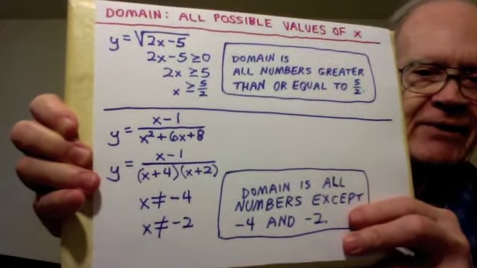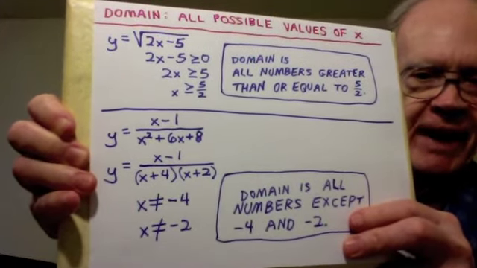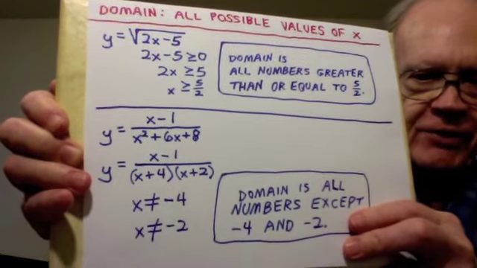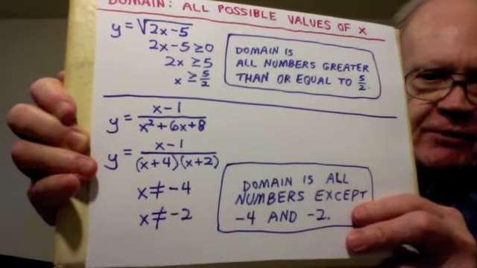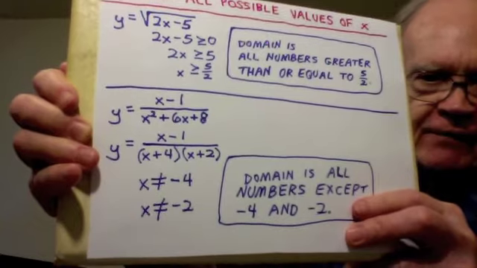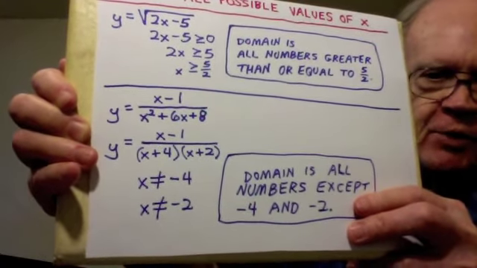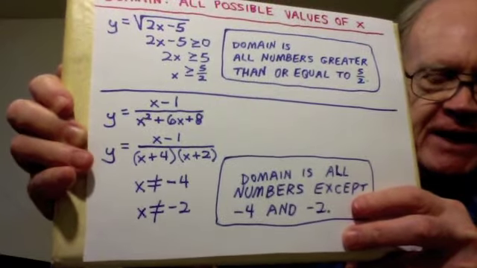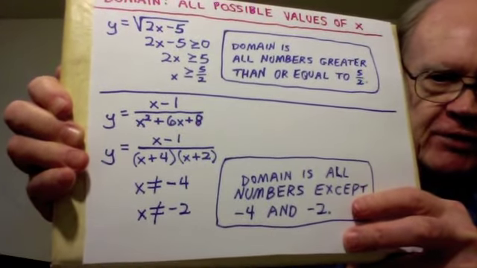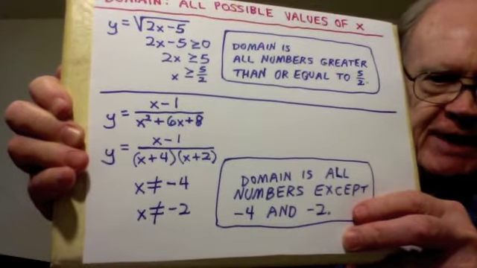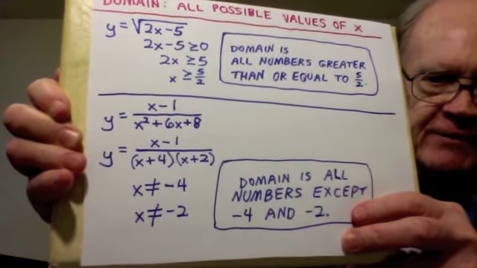So I can factor the denominator. I do that and get x plus 4 times x plus 2. There are two ways that that denominator could equal 0. One way is for x to equal negative 4. The other way is for x to equal negative 2. So those are the two numbers that x cannot equal. And therefore, the domain for this equation is all numbers except negative 4 and negative 2.